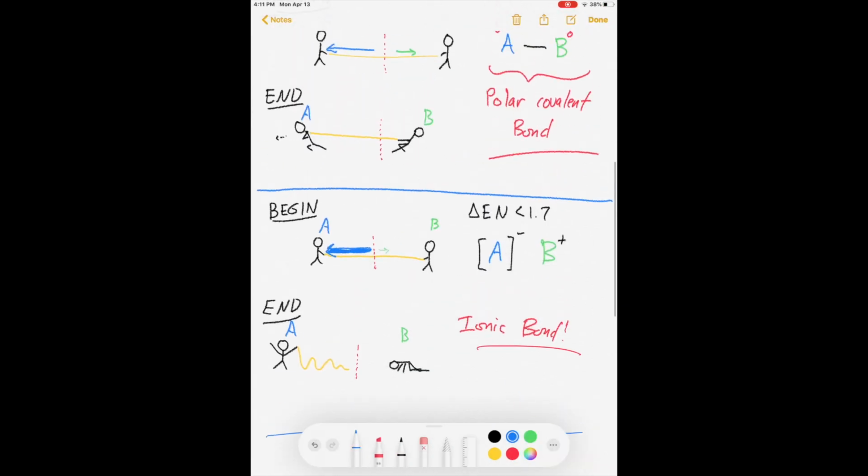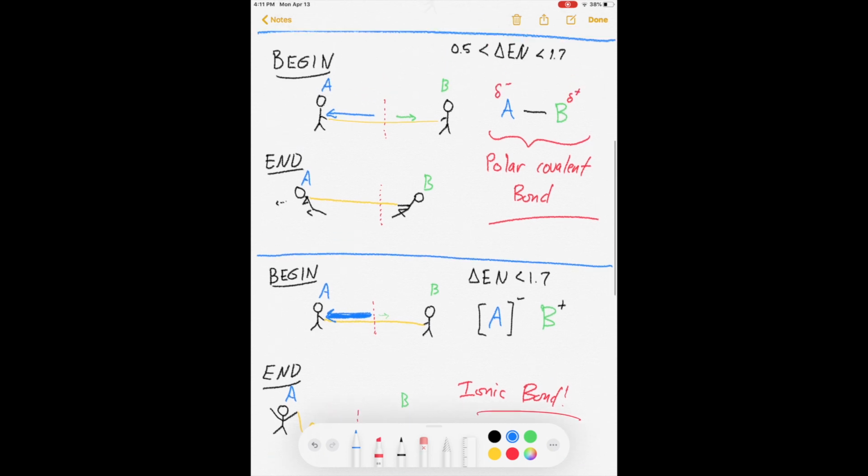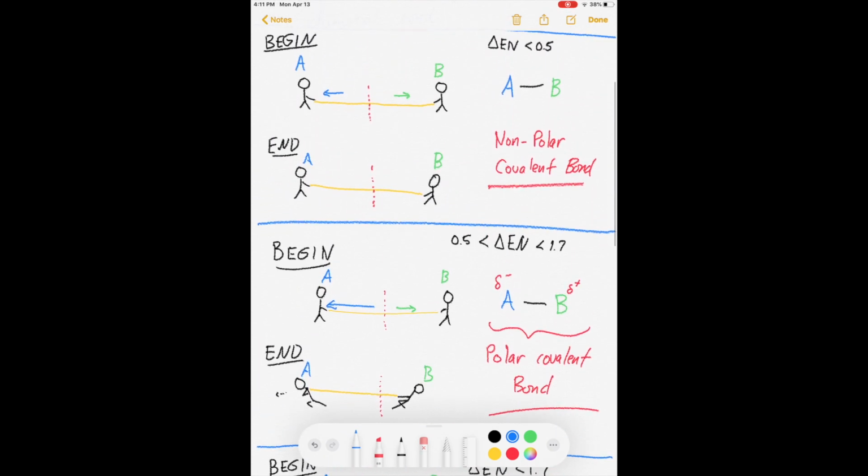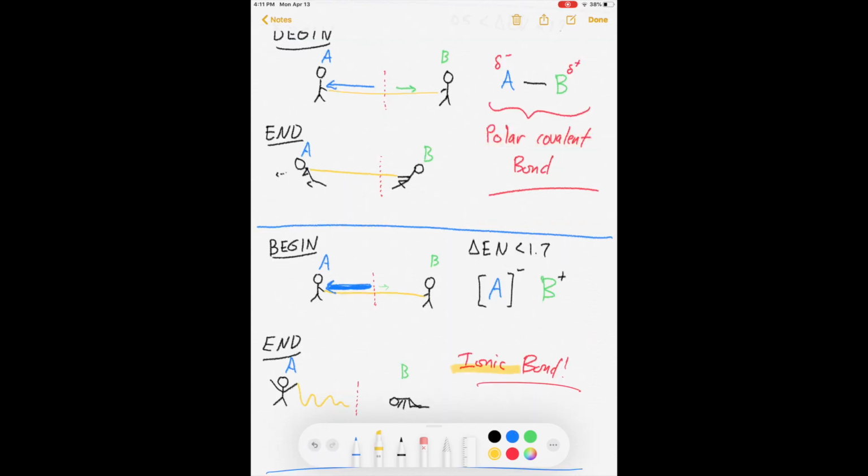So students, this is how we can use the differences in electronegativity and use those values to determine the type of bond we're looking at, whether it be a nonpolar, a polar, or an ionic bond.